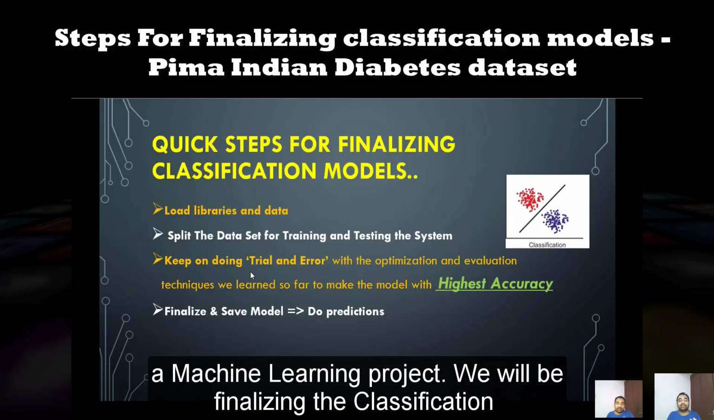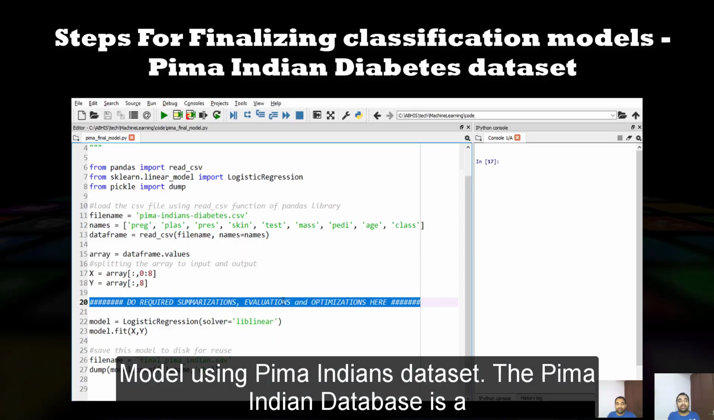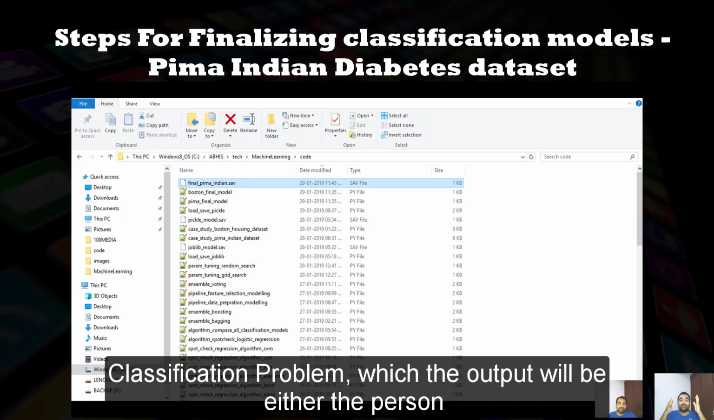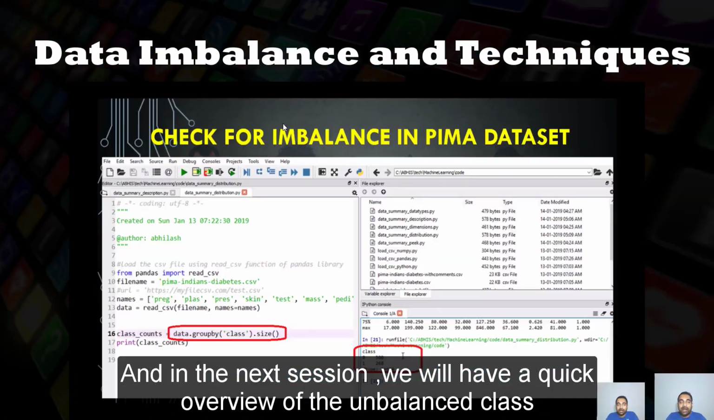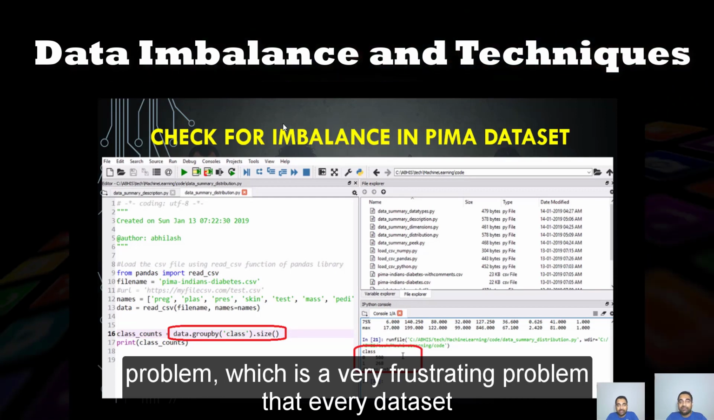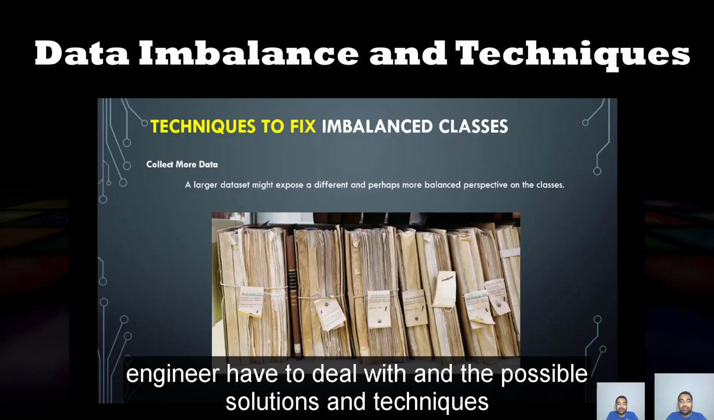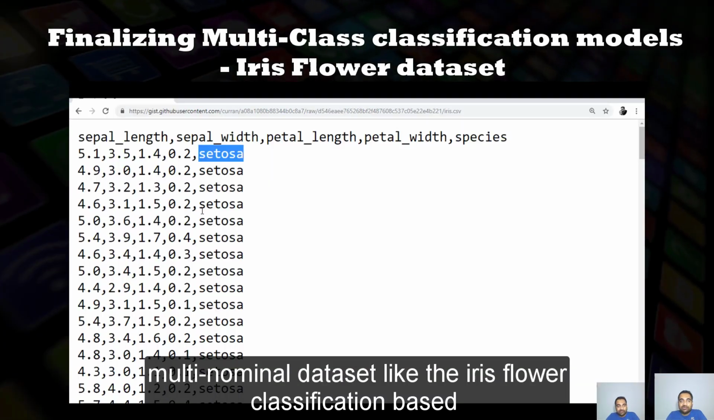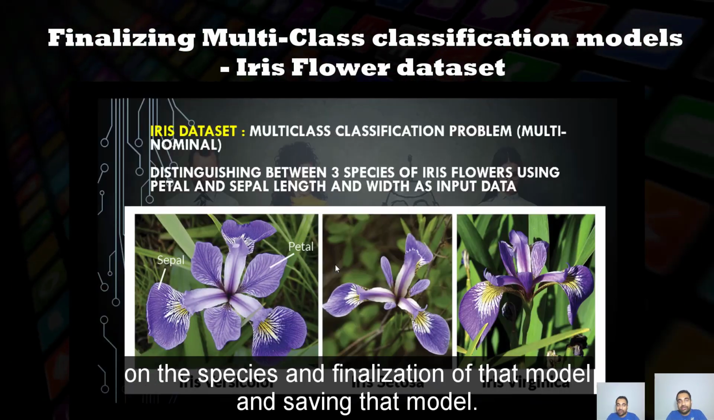We will be finalizing the classification model using the Pima Indian dataset. So the Pima Indian dataset is a classification problem in which the output will be either the person will have diabetes, yes or no. And in the next session we will have a quick overview of the unbalanced class problem, which is a very frustrating problem that every data engineer has to deal with, and the possible solutions and techniques for this problem. And we will also be dealing with a multi-class or multinomial dataset like the iris flower classification based on the species, and finalization of that model and saving that model.